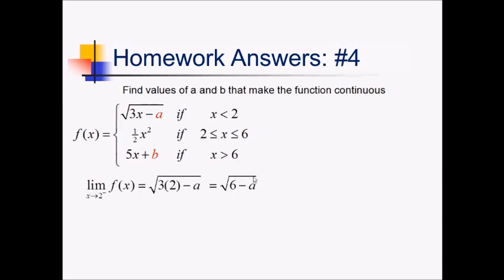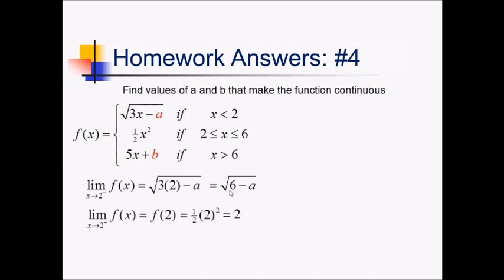And now we're going to take the right side limit at 2, which also happens to be f of 2 because we have this equals here. Either way, that is going to be 1/2 times 2 squared. Half of 4 is 2. And now we have two expressions that we can set equal to each other that have to be equal for this function to be continuous.